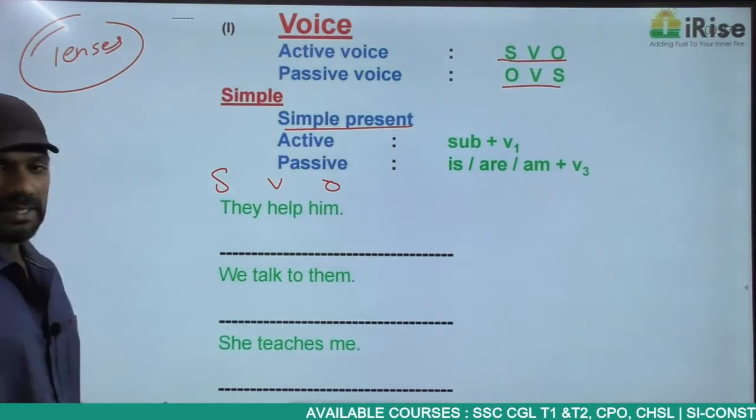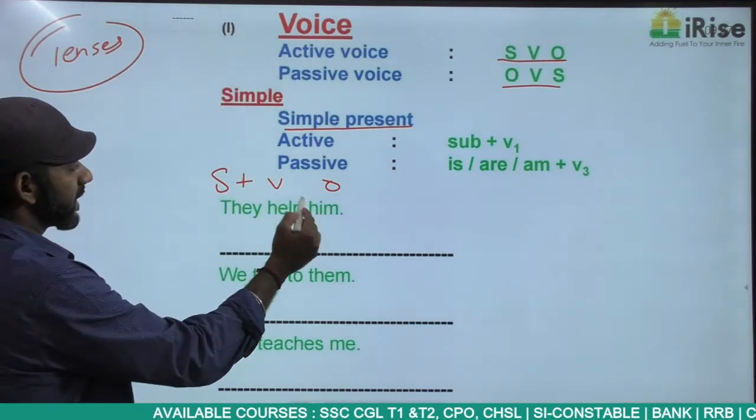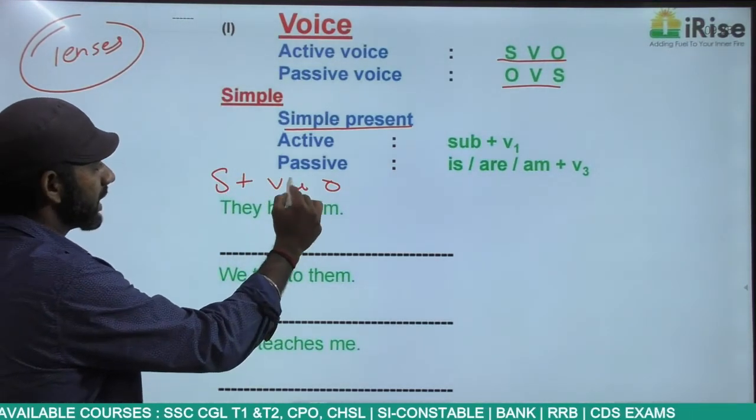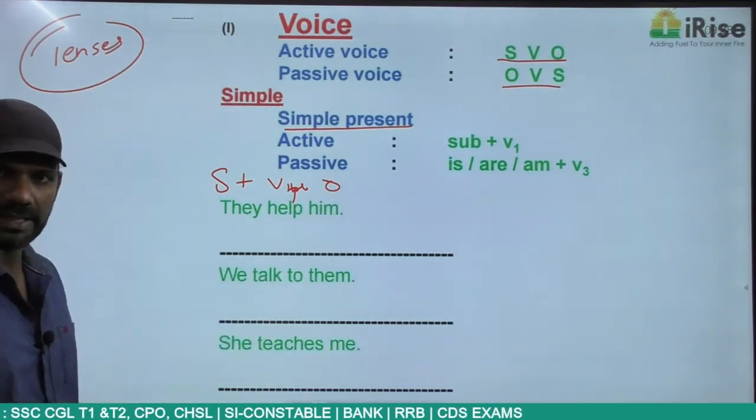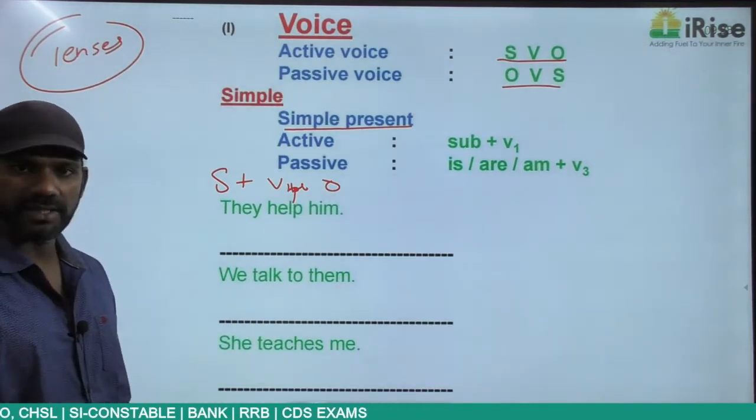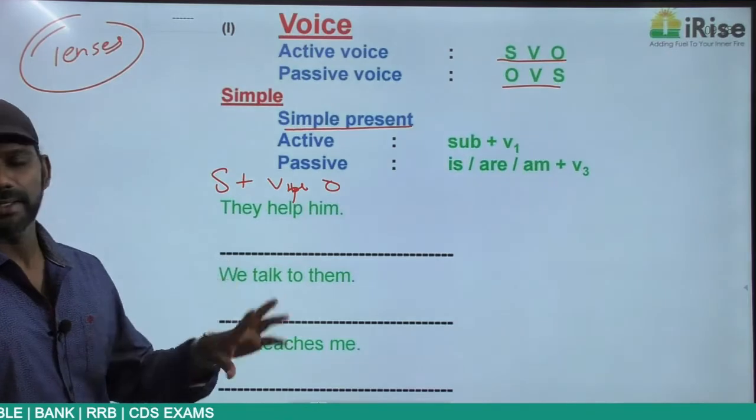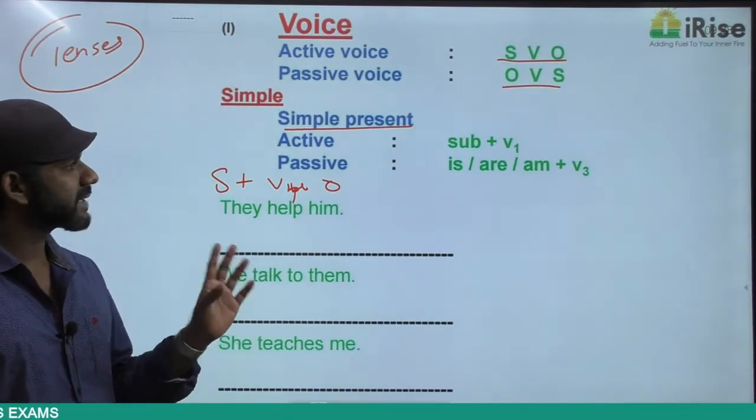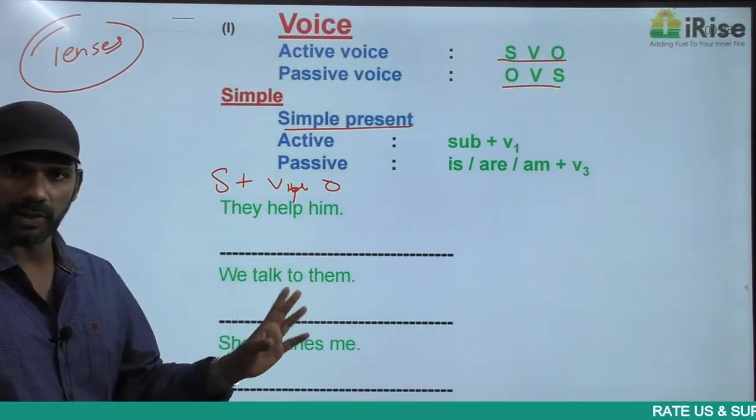They help him. The subject here is they, plus help is V1 plural, and subject plus V1 is simple present. We talk to them. She teaches me. I'll come back to it. Now here, the structure of simple present in active voice is subject plus V1.